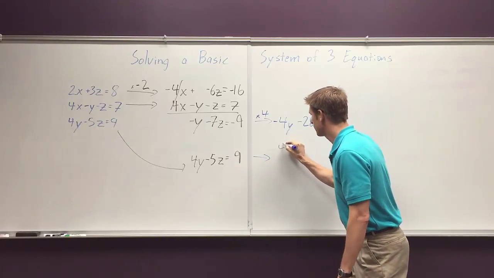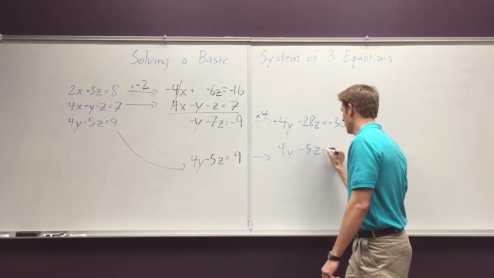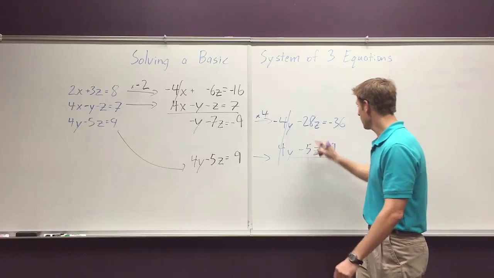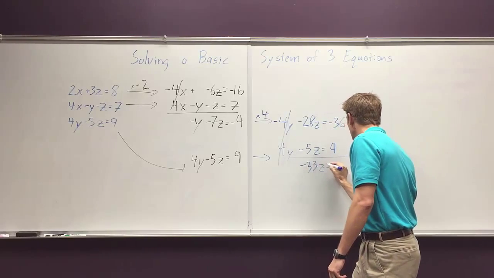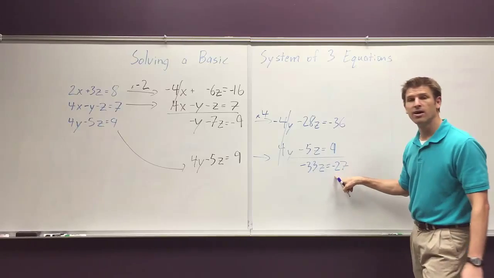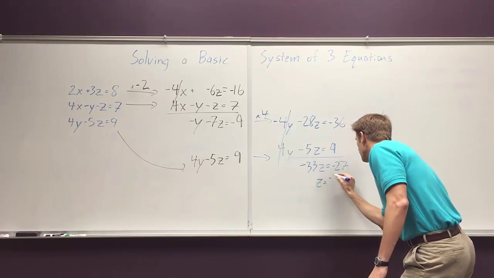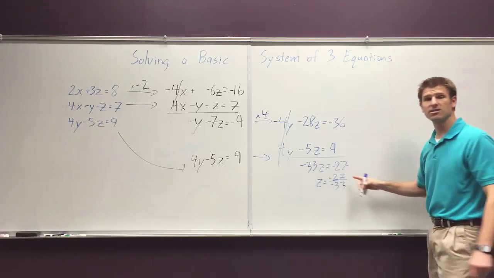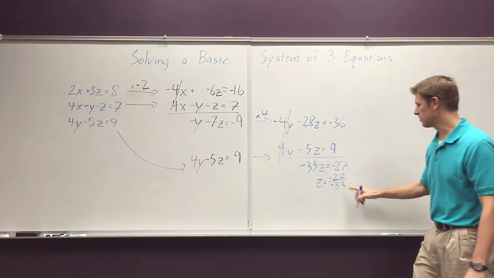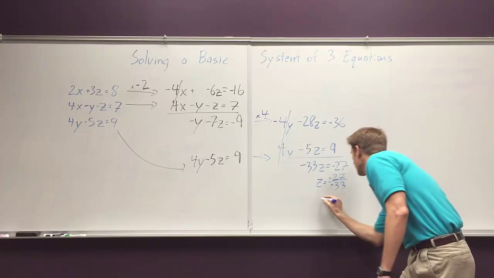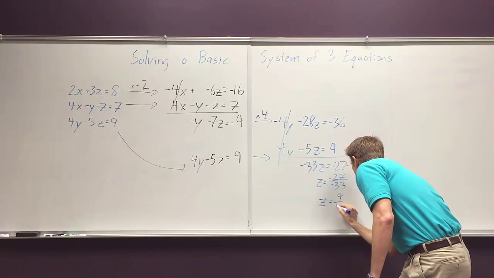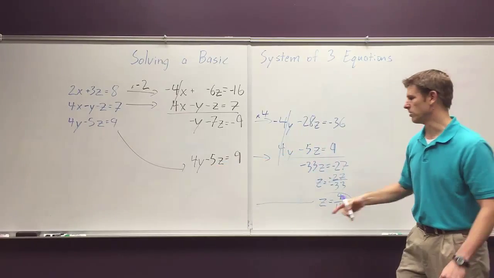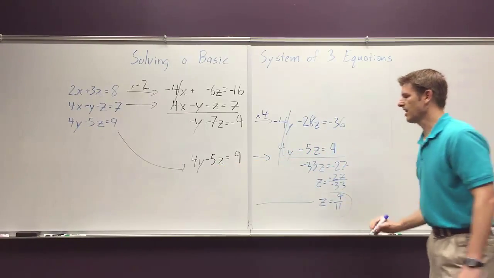This equation here, we have 4y minus 5z equals 9. So combining the two equations, the y gets shaved off. We get -33z equals -27. So that makes z equal to -27 over -33. The negatives cancel, but notice there's a 3 in common between these two terms. So we simplify to z equals 9/11. Now that we've got that, we can send it back over to figure out what y should be. So z is 9/11.